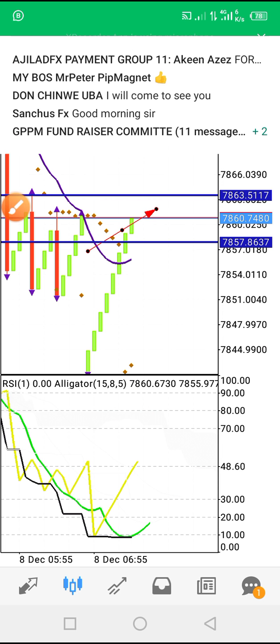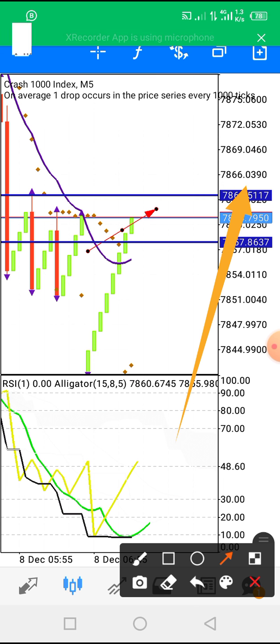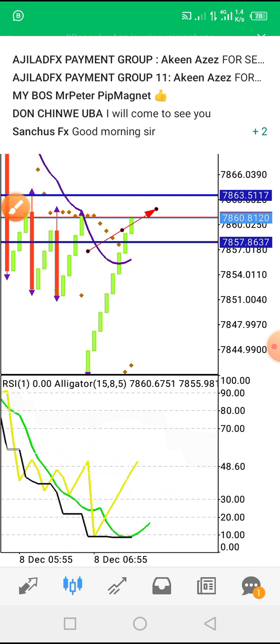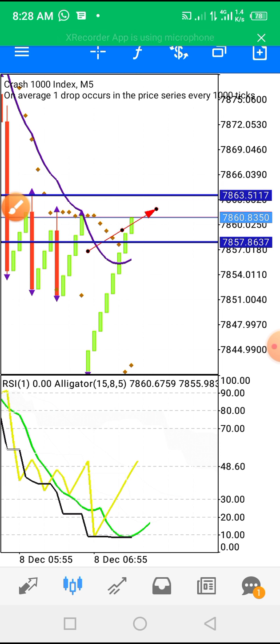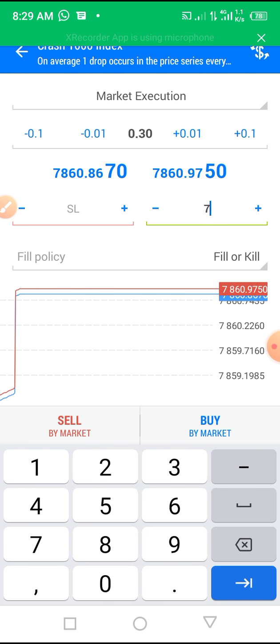If I take it as a take profit level, what I'll do now is to copy this price. You see this price, 78.63. You can forget about the other decimals. 78.63. You now go where you want to put the market. Then you come to the take profit point. That is the take profit. 78.63. You click on buy.